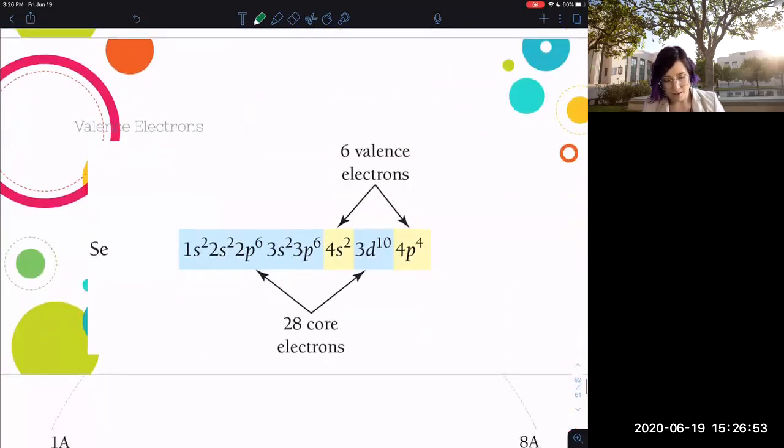What if I have something that has a 3D in the middle? Well, that 3 is not valence because it is not the highest level. The highest level you can see here is 4. So I have 6 valence electrons because of that.